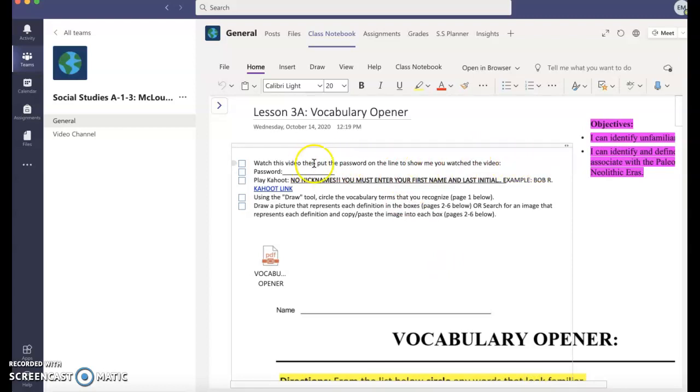This video that I'm recording right now will be posted right here. It says, watch this video, then put the password on the line to show me that you actually watched the video. Some of you have been skipping this step, and that's a big no-no. The password is cave, C-A-V-E, because we're thinking of cavemen and women. That's the password that you're going to write on the line.